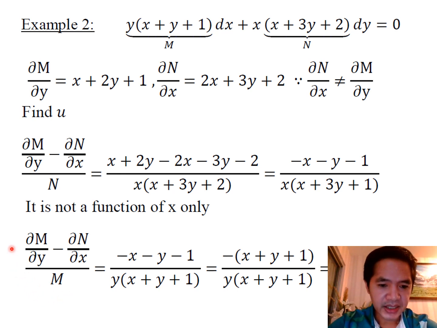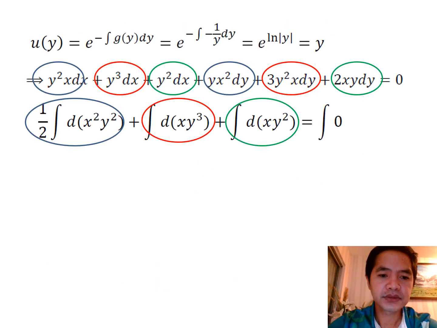Okay, let's go to the next step, which is to see if it's a function of y only. You divide it by M in this case. Minus x minus y minus 1 divided by the function M. M is here, so if you try it, we get minus 1 over y. So this is a function of y only. Now we can find the integrating factor.